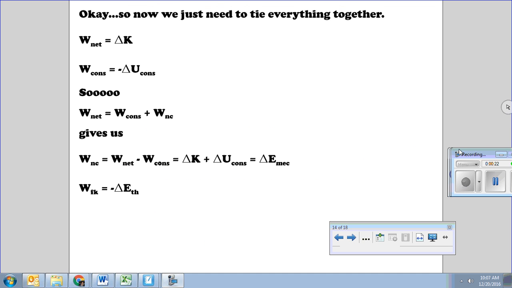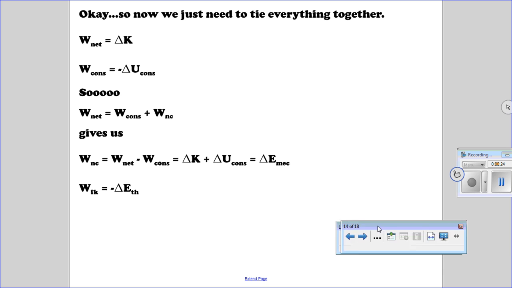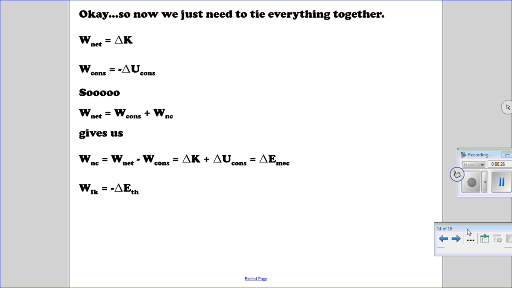All right, so in chapter 7, we learned the work kinetic energy theorem, and it said that if you calculate the work done by your net force, or your net work, that's equal to your change in kinetic energy, okay? More recently, we learned that if you calculate the work done by your conservative forces, that's equal to the opposite of the change in potential energy, okay?